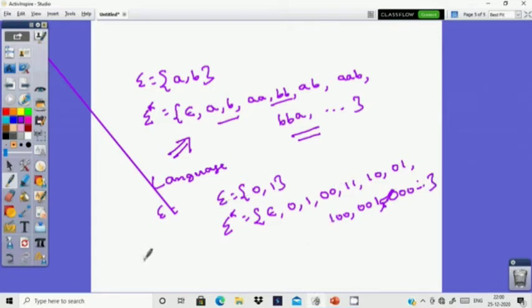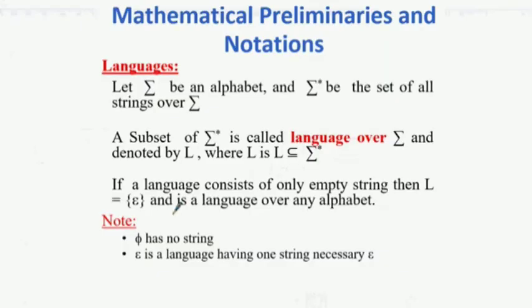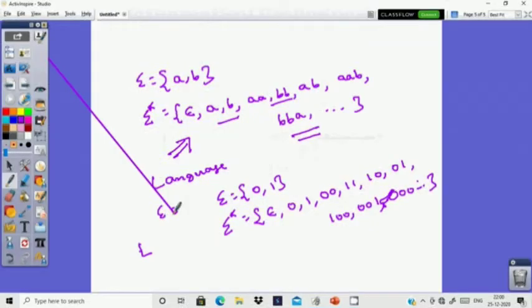The language is denoted by a capital symbol L here. That's what the language property says. This is called language L. The language L is a subset of sigma star. Sigma star does not have any limitation here. It can go to any extent, it can repeat any n number of times. But the language is limited, so a language is a subset of sigma star.